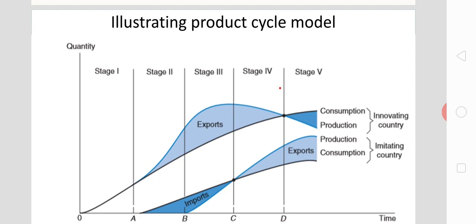So this was initially put forward by Posner through his technological gap model, and it was later extended and generalized by Vernon in his product cycle model. So this is the international trade due to dynamic technological differences in two nations.